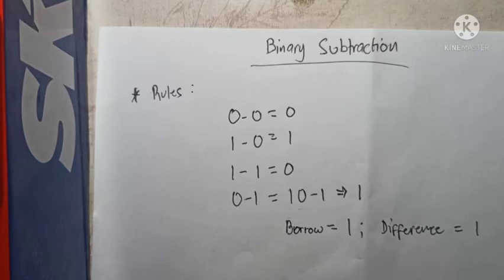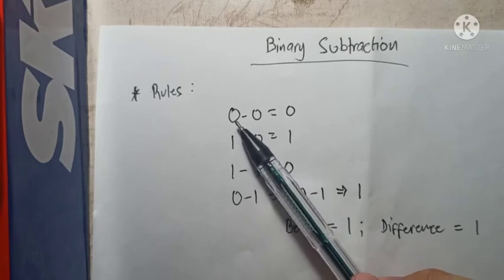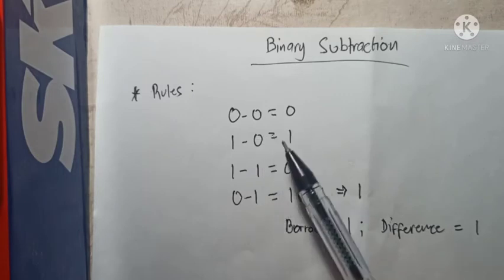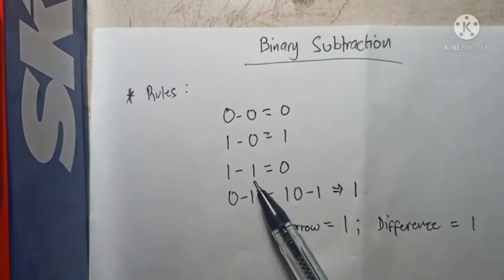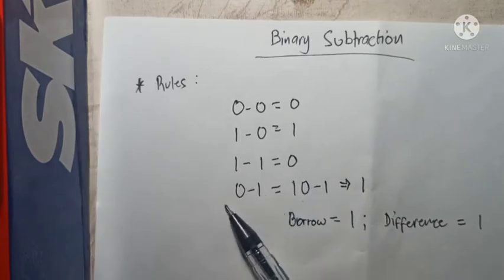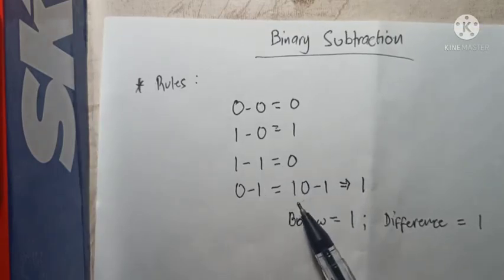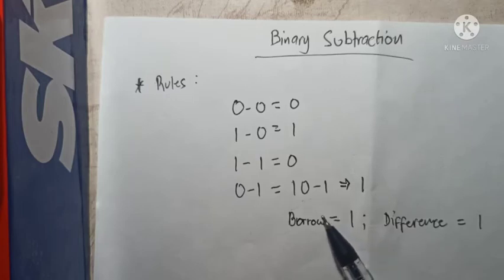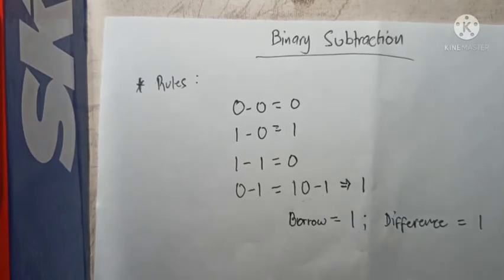Binary subtraction can be performed by using the following rules. 0 minus 0 equals 0. 1 minus 0 equals 1. 1 minus 1 equals 0. For 0 minus 1, we have to assume a borrow value of 1. So we can write 0 minus 1 as 10 minus 1. Here the difference is 1 and the borrow is 1. So let's solve some problems to understand the idea clearly.